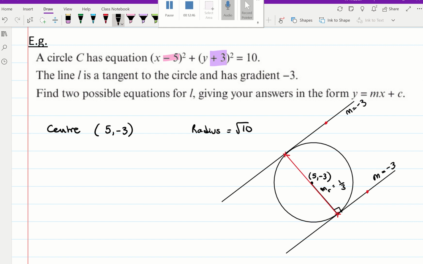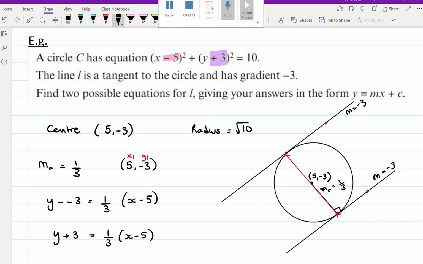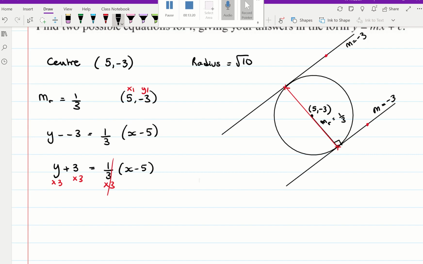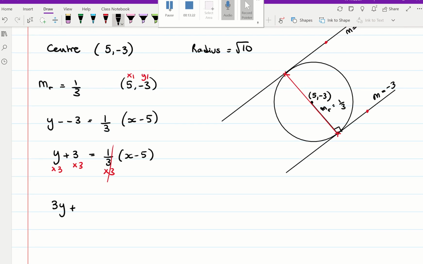So I have got a gradient of the radius is 1/3, and it goes through this coordinate, so that's x1, y1. So y minus negative 3 equals 1/3 (x minus 5). So y plus 3 equals 1/3 (x minus 5). I'm going to multiply everything by 3. So times 3, times 3, times 3. This is gone. 3y plus 9 equals x minus 5.